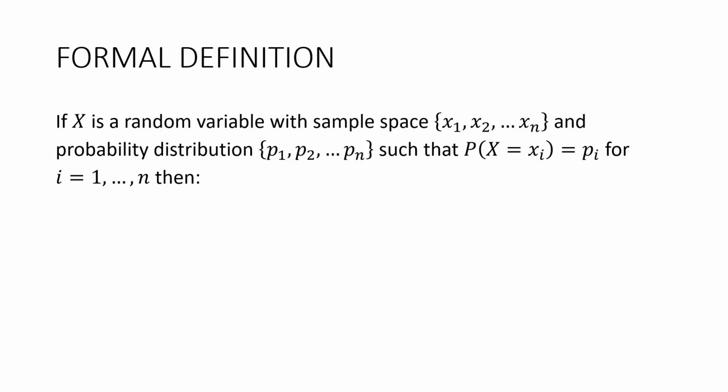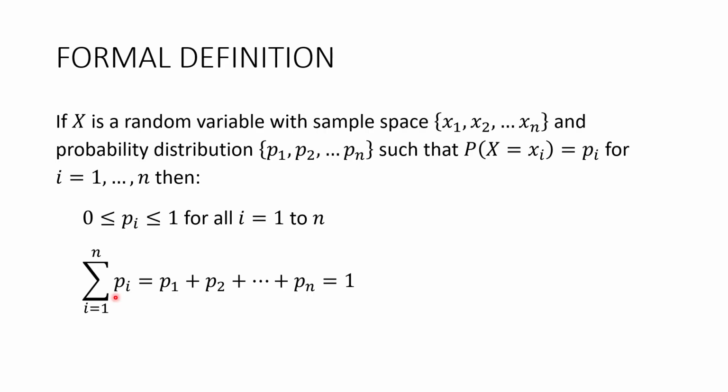Now here's the formal definition. If capital X is a random variable with sample space x1, x2 up to xn, and probability distribution p1, p2 up to pn, such that the probability that X takes the value xi will be equal to pi, in other words, these are the probabilities that relate to these outcomes, for i equal to 1 to n, then all of those probabilities have to lie between 0 and 1. They can be equal to 0 or equal to 1, that's fine. Also, the sum of all of those probabilities must equal 1.